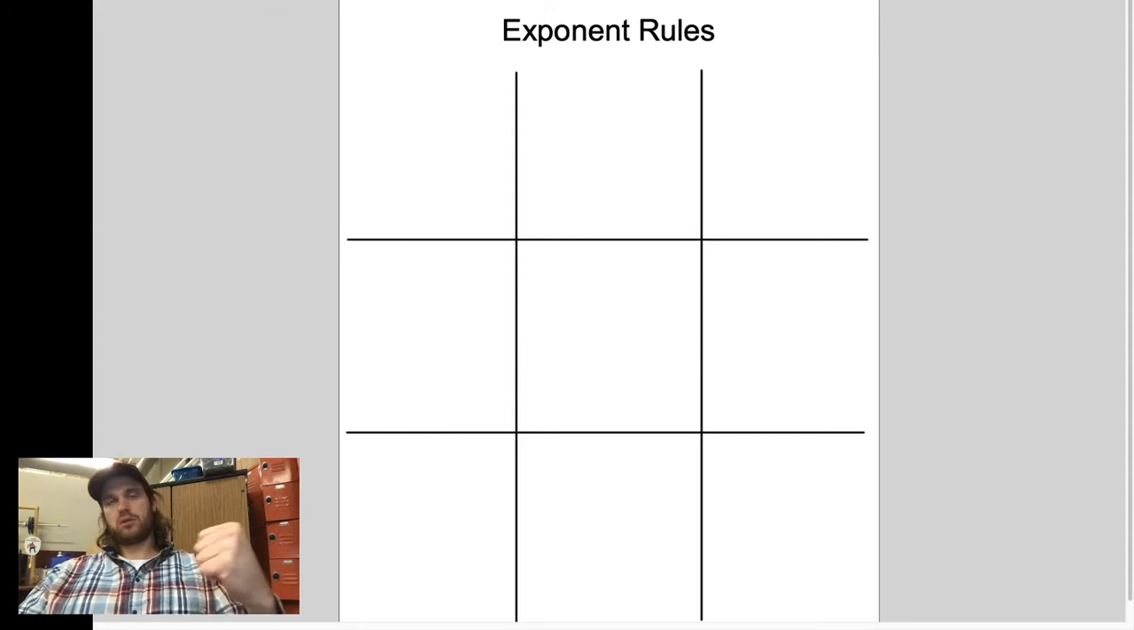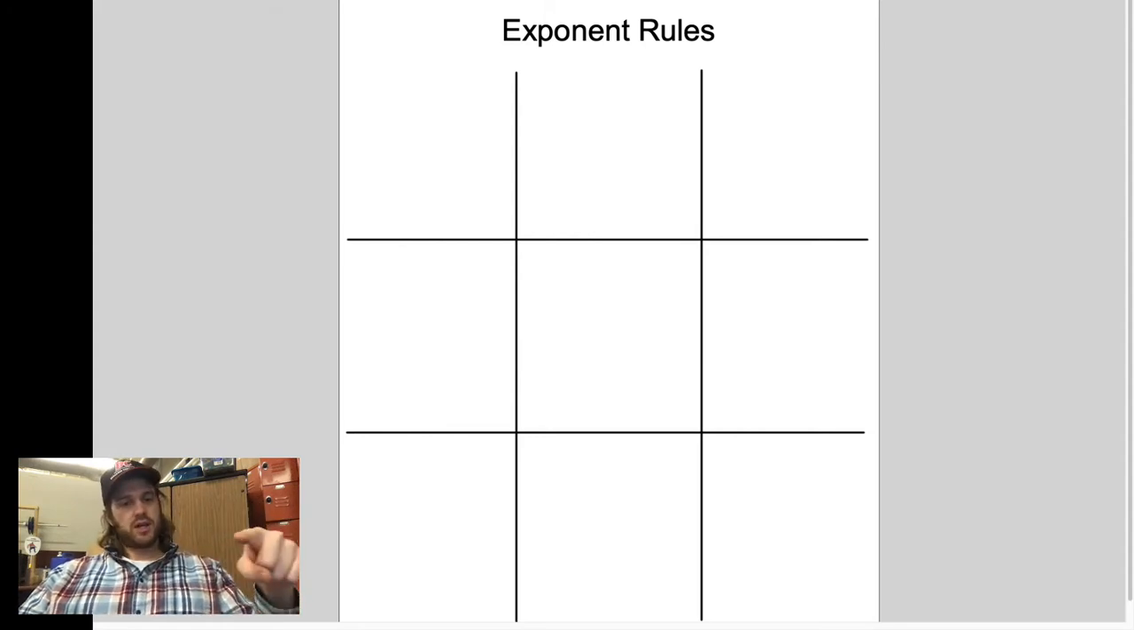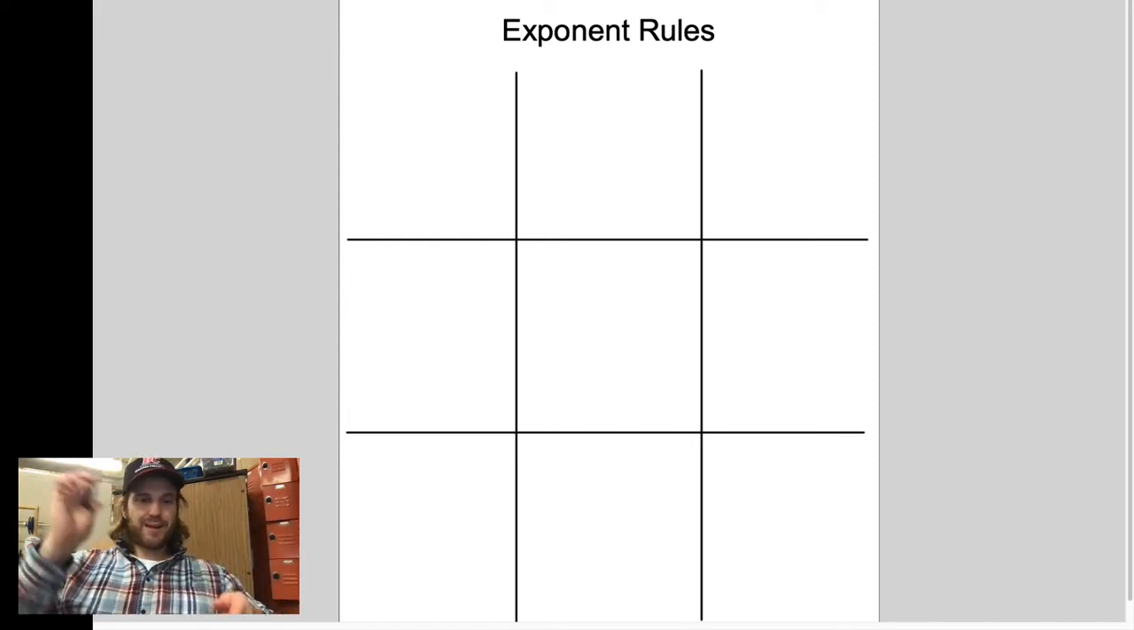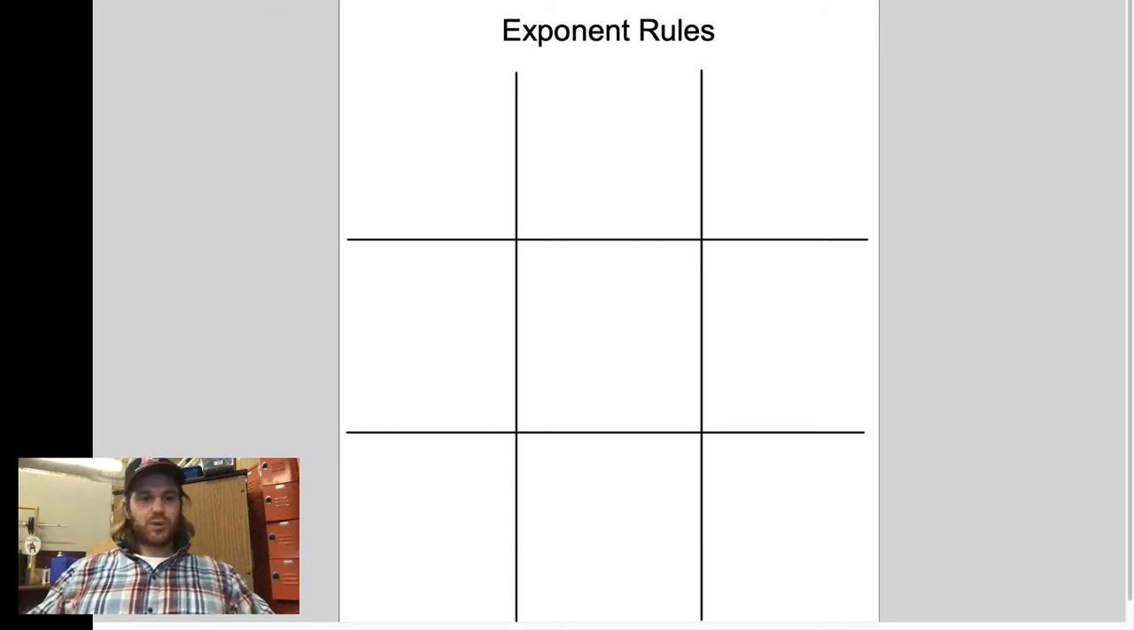Exponents rule. Oh wait, I misread that. That says exponent rules, which means this is probably a sheet that Mr. Slagle is going to be putting 9 different exponent rules on, which means I should probably get a piece of paper and divide it into 9 equal segments.